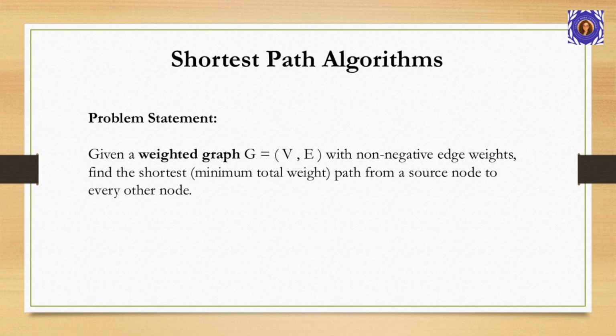Problem statement analysis. The formal problem statement is as follows. Given a weighted graph G equals (V, E), where V represents our vertices and E represents our edges, with non-negative edge weights, we want to find the shortest path, that is, the path with minimum total weight, from a source node to every other node in the graph. Notice the critical constraint here, non-negative weights. This is essential for Dijkstra's algorithm to work correctly.